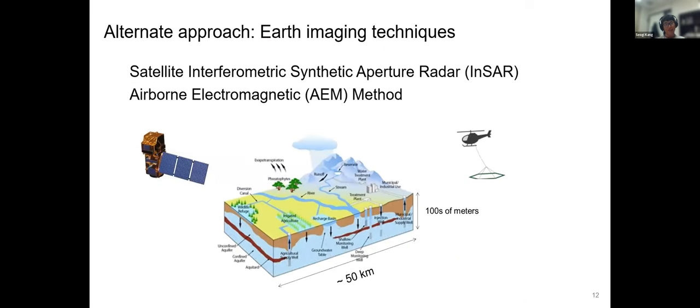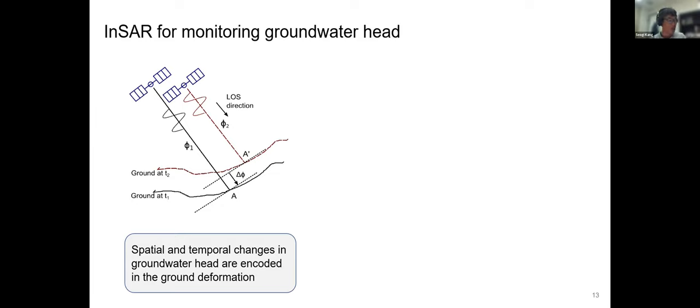So the question then is, how do we fill in this data gap? We need a new methodology. Here today, I'm going to focus on an alternate approach, which is earth imaging techniques. There are many different earth imaging techniques. Today, I'm going to focus on two. The first one is satellite interferometric synthetic aperture radar, called InSAR, which measures surface deformation from a satellite platform. The second one is the airborne electromagnetic method, where you use an aircraft to measure resistivity information about the subsurface. I'm going to start with the first approach, InSAR for monitoring groundwater head.